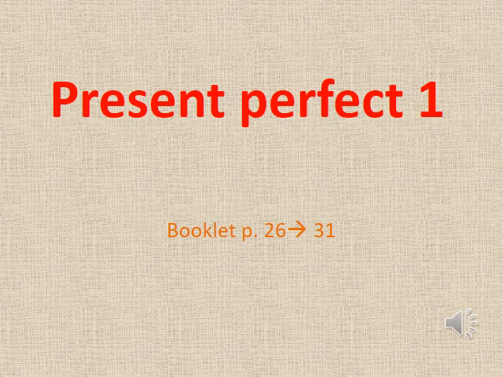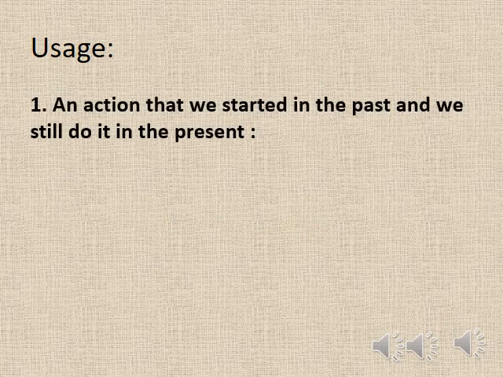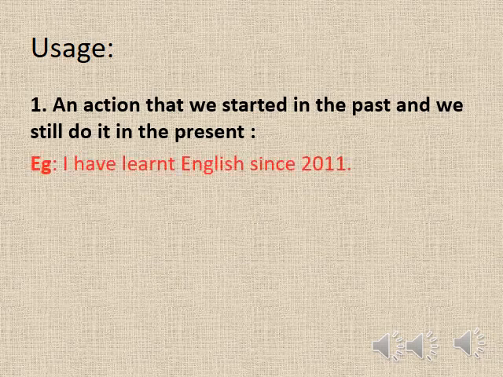Present perfect. We use the present perfect for an action that we started in the past and we still do in the present. For example, I have learned English since 2011. This means that I started learning English in 2011 and I'm still learning English till now.